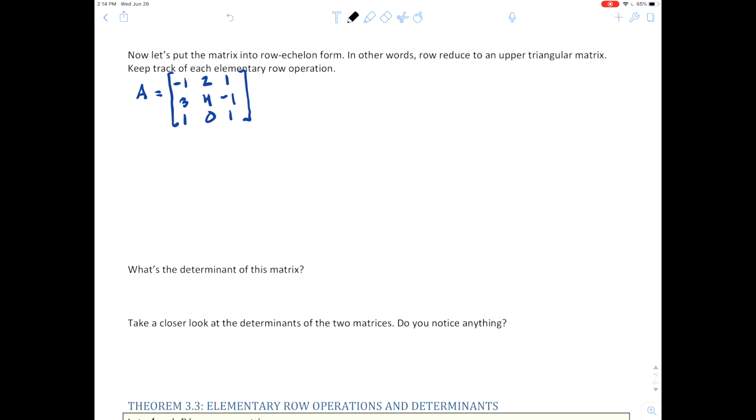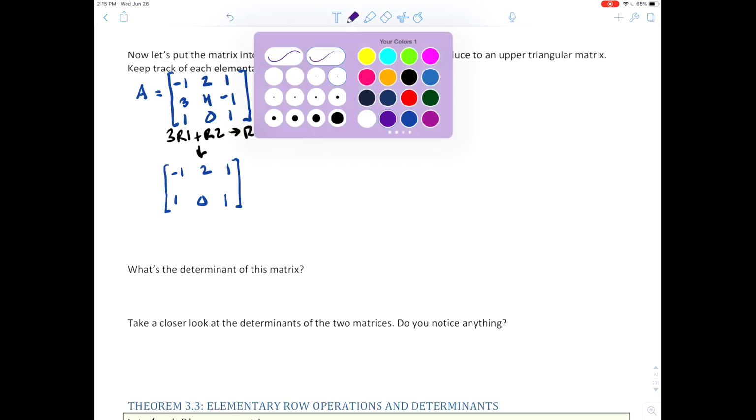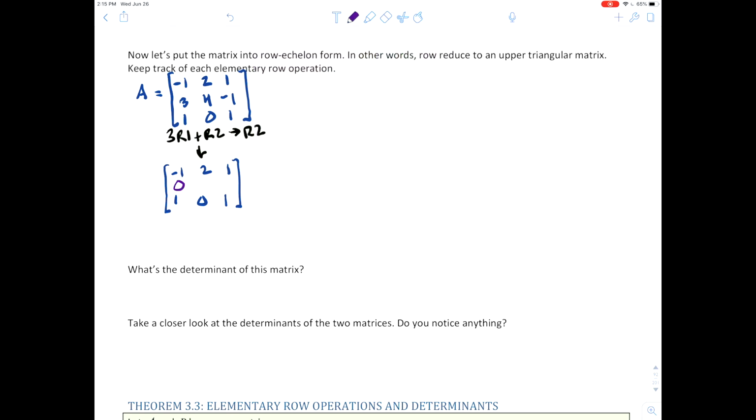So our first move would be to do row 3 row 1 plus row 2 for a new row 2. And that in turn will give us, beautiful, we'll rewrite row 1 and row 3. And our new row 2 will be -3 plus 3 is 0. And then 6 plus 4 is 10. And 3 plus -1 is 2.